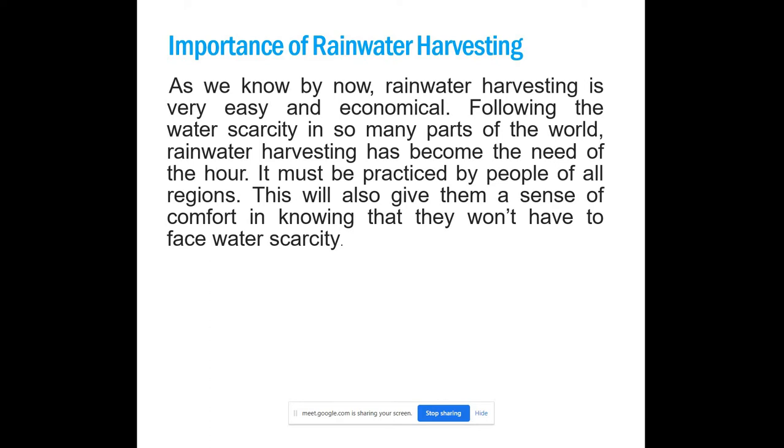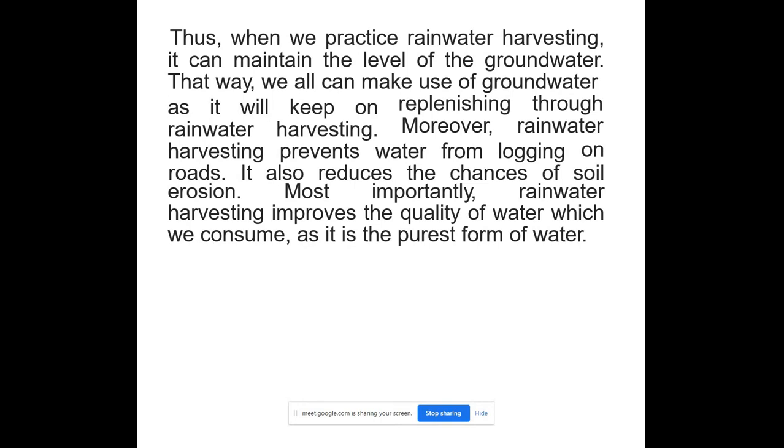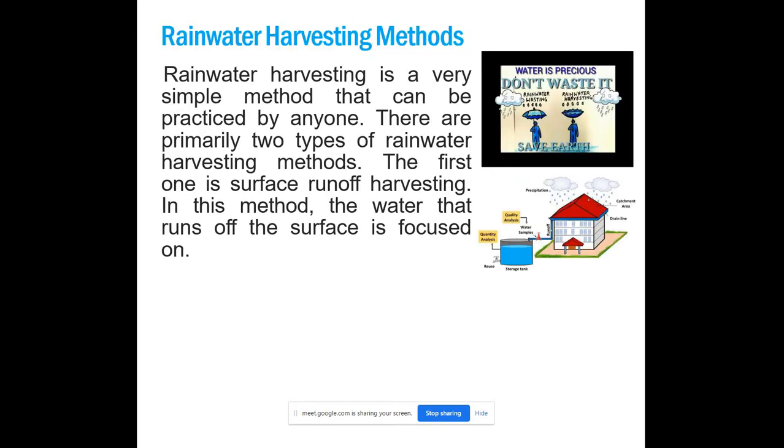Moreover, rainwater harvesting prevents water from logging on the road. It also reduces the chance of soil erosion. Most importantly, rainwater harvesting improves the quality of water which we are consuming as it is the purest form of water. Rainwater harvesting methods. Rainwater harvesting is a very simple method that can be practiced by anyone.